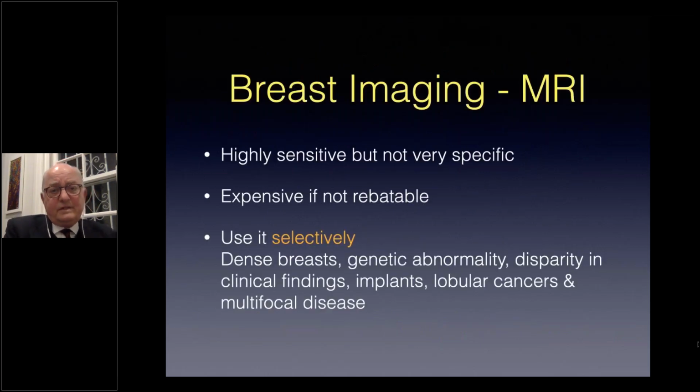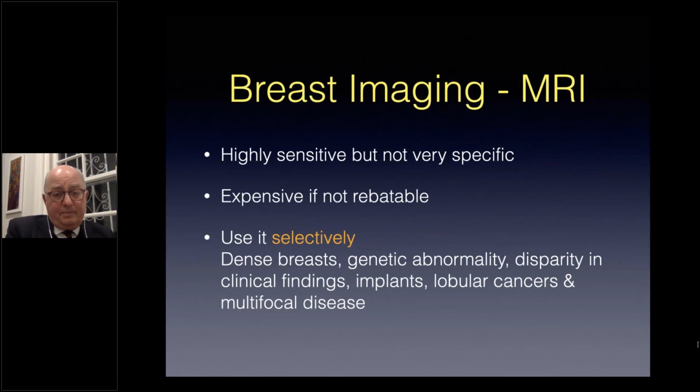Now, I'm just going to briefly touch on MRI. It's a very sensitive tool, but the problem with it is it's not particularly specific. And so it can actually raise a lot of issues that can be quite difficult afterwards to sort out. It's also expensive if it doesn't fall into the rebatable group. And they're the people with BRCA genes, with strong family histories, with inconsistent findings clinically and on imaging. So our tendency is to use it selectively.